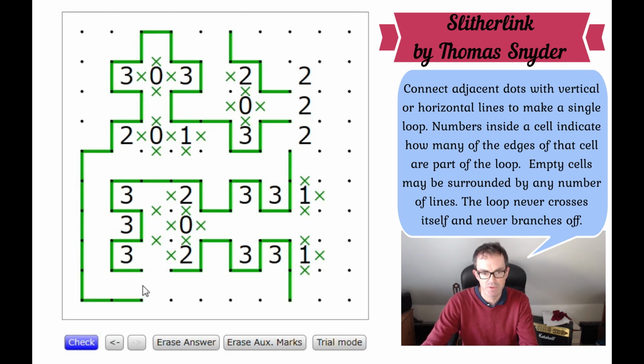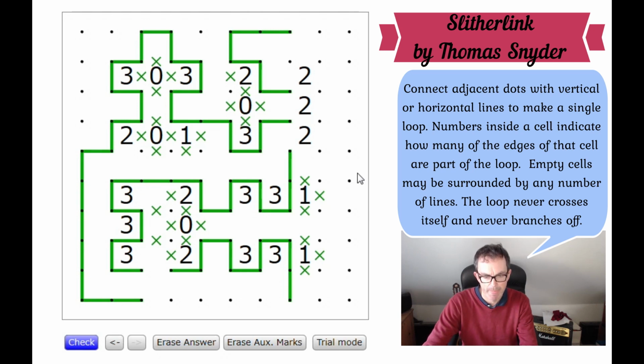We don't yet know whether this connects here or whether this connects here. Maybe you can see which way around that is, but I'm not immediately seeing it as I solve it now. So okay, let's continue.